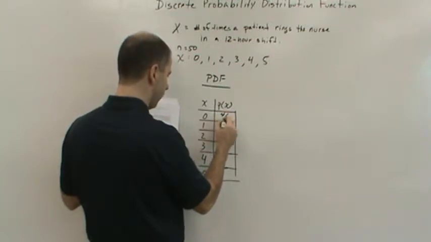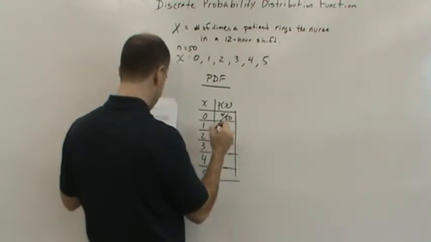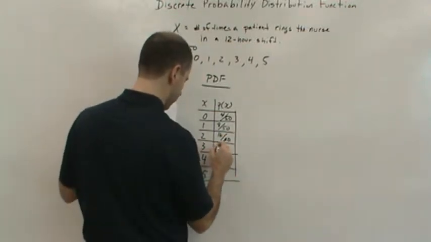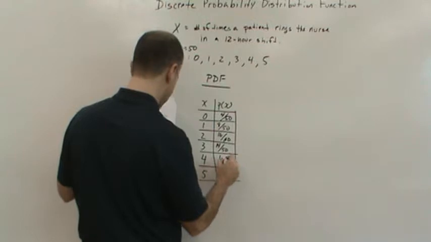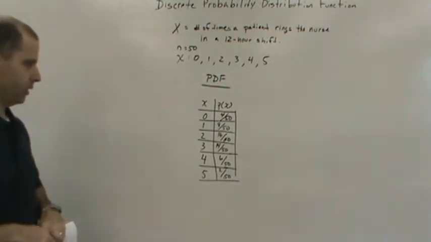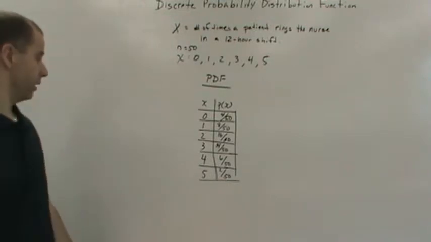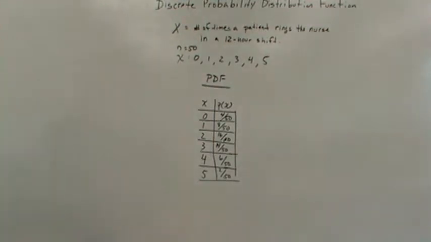So they got 4 out of 50, 8 out of 50, 16 out of 50, 14 out of 50, 6 out of 50, and 2 out of 50. So here's the PDF. Here are the different values of how many times a patient rang the nurse, and the relative frequency or the probability. We're going to look at these as probabilities.